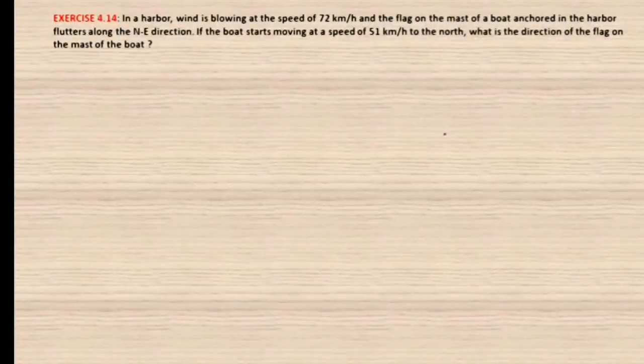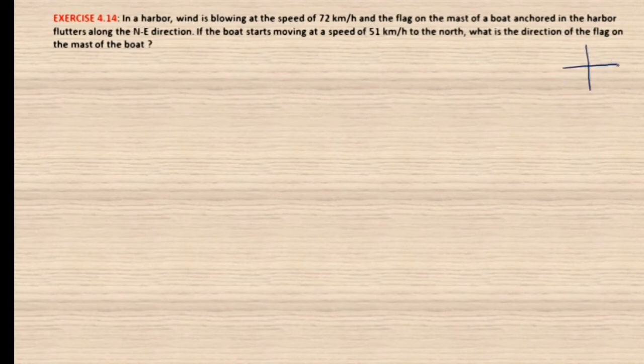Hello friends, let's do question number 4.14. In a harbor, wind is blowing at the speed of 72 km per hour and the flag on the mast of a boat anchored in the harbor flutters along the northeast direction. If the boat starts moving at a speed of 51 km per hour to the north, what is the direction of the flag on the mast of the boat?